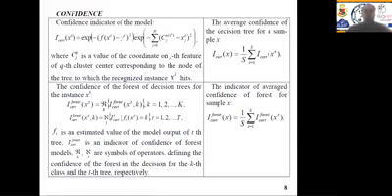On this slide, you can see the proposed confidence indicator for the model, the average confidence of a decision tree on the sample, also the confidence for the forest of decision trees for one instance, and the indicator of average confidence of the forest for the sample.